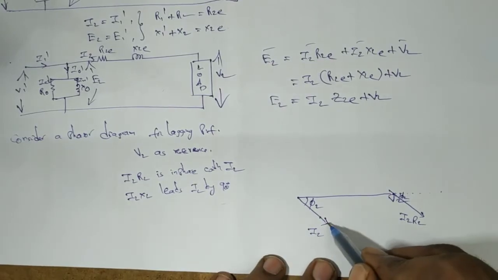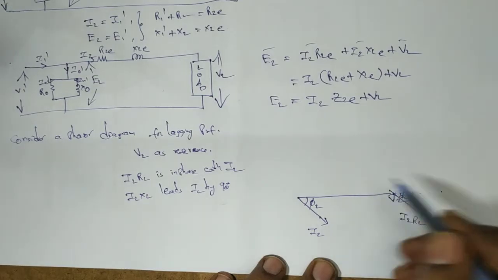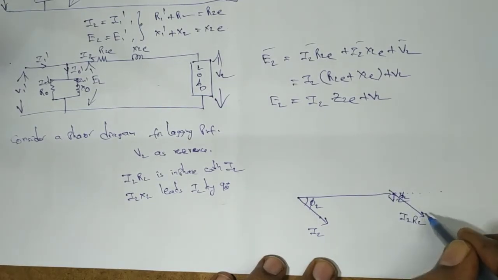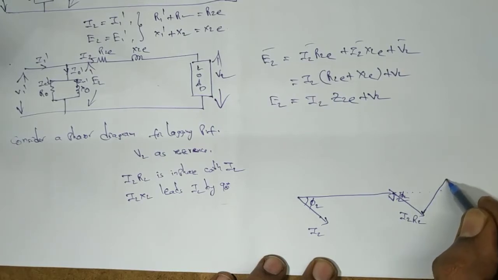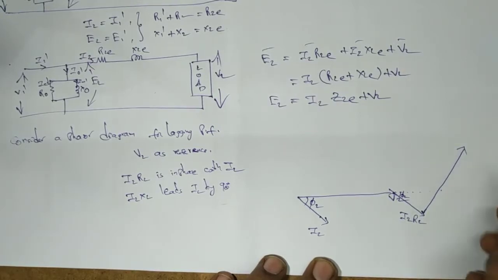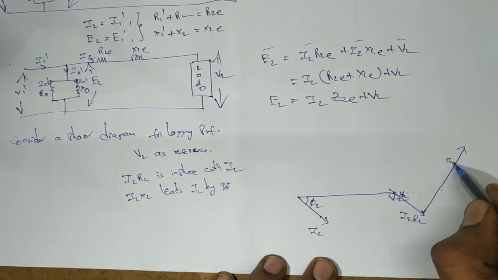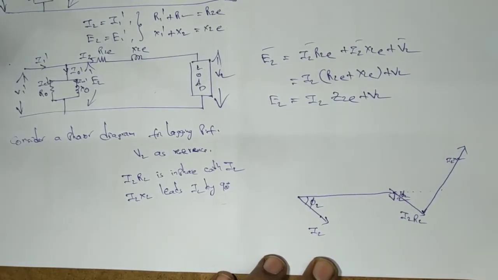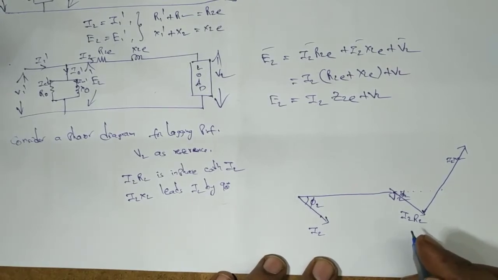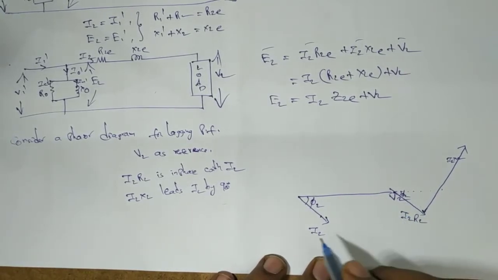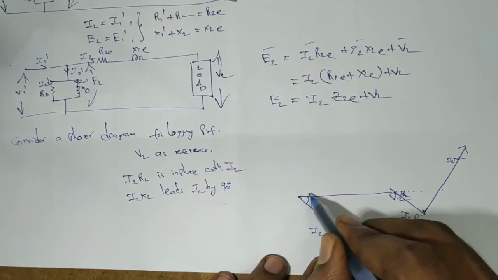It should lead by an angle of 90 degrees. The actual vector should be represented here, but I am representing that vector with the same angle from here. Why? Because the equation is E2 equals I2 R2E plus I2 X2E plus V2. So in order to get that formula, we compulsorily have to draw the phasor diagram in this particular fashion only.